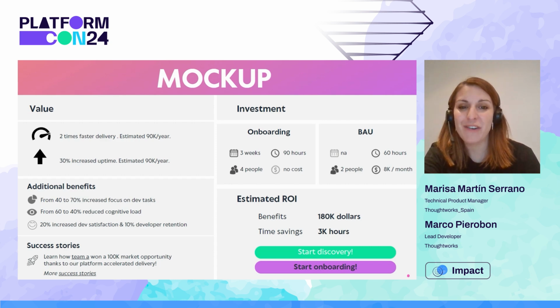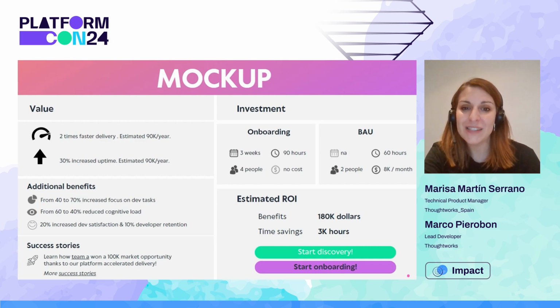Bonus point if we can actually articulate, explain to them how we reach these results, these numbers. On the other side, we present the investment required from their side for them to be aware of it and for them to plan for it. We can divide this investment into the two key phases. The first phase, the onboarding or adoption phase, and the second phase, the business as usual phase.